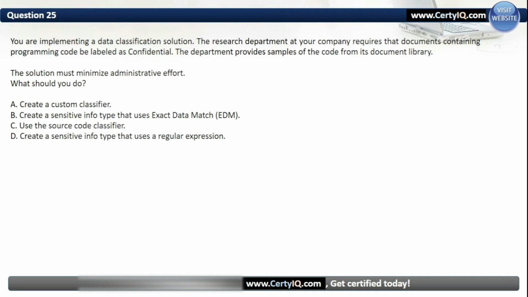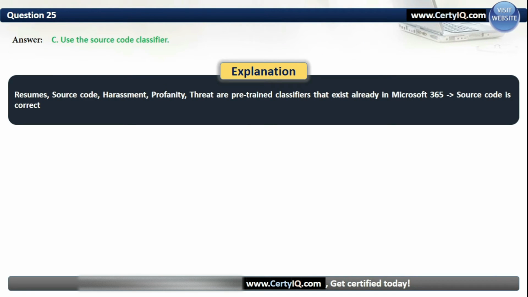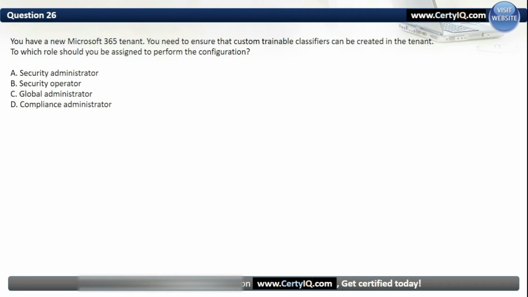A. Create a custom classifier. B. Create a sensitive info type that uses exact data match. C. Use the source code classifier. Or D. Create a sensitive info type that uses a regular expression. The correct option is C. Use the source code classifier. Resumes, source code, harassment, profanity, and threat are pre-trained classifiers that already exist in Microsoft 365. Source code is correct.